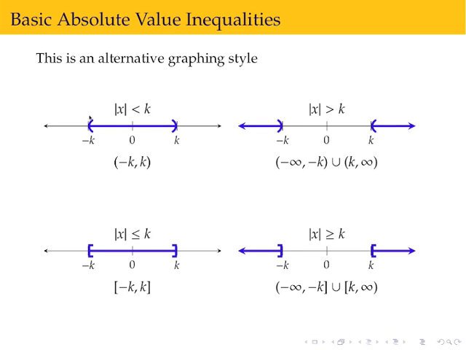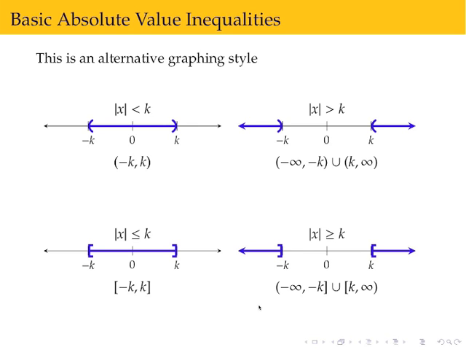This is an alternative graphing style. It represents the same thing. Here we have parentheses-like end marks on our endpoints. Instead of the open circle, they are reminiscent of the parentheses that are on the actual interval. You can use square brackets too. This is just a different graphing style.